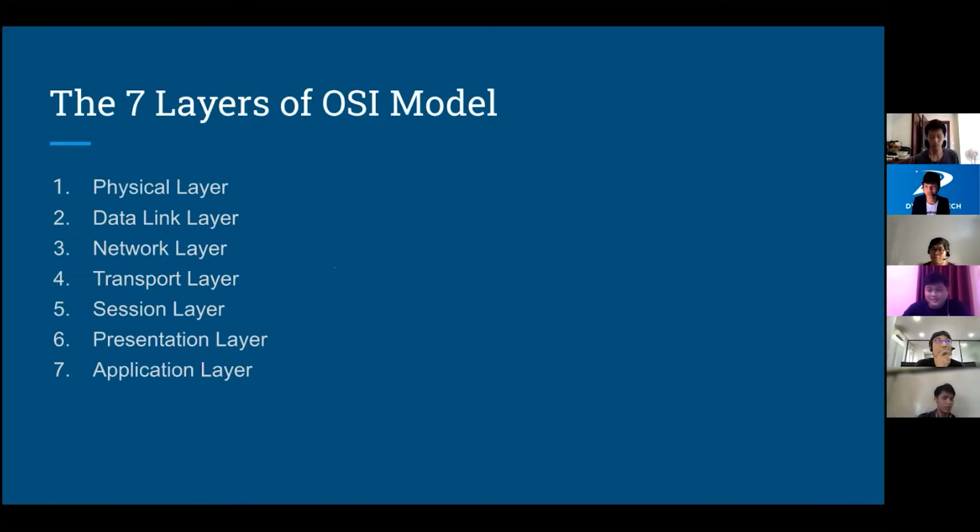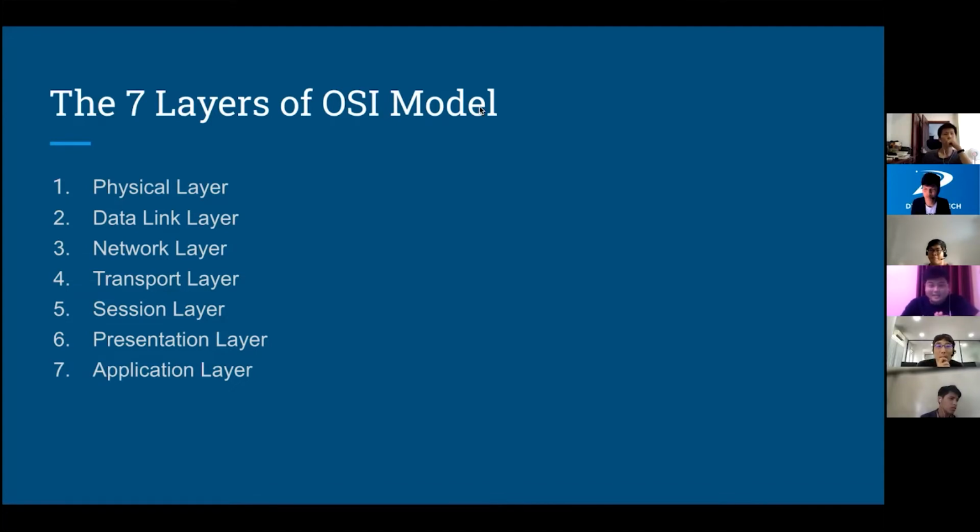Okay, first of all, I'd like to start with the first question from me. In reality, what is the OSI model used for? For example, in a web application, where is the OSI model? Is it useful? Because I never see the OSI model.